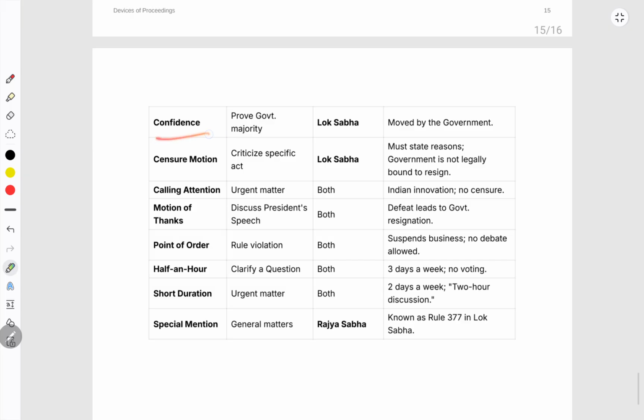Right? Confidence motion is also to prove government majority. This is used in Lok Sabha. It's moved by the government. Then censure motion is to criticize a specific act, used only in Lok Sabha. It must state the reason and the government is not legally bound to resign. Then calling attention motion, it's for an urgent matter. It can be introduced in both the houses. This is an Indian innovation, no censure element.